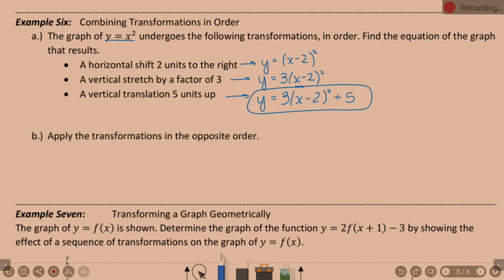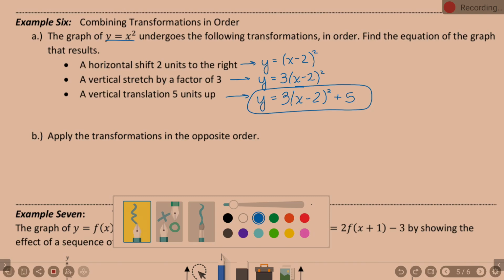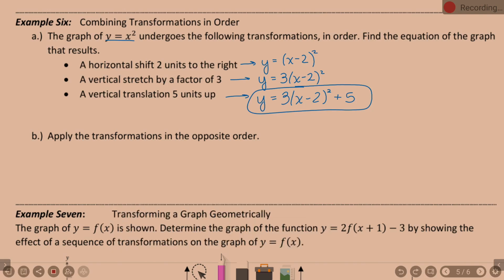Okay, part B. Now we're going to go in the opposite order. 5 units over, so with that in mind, now start with this one first. How do we show 5 up on just the basic x squared? Y equals x squared plus 5. That's your step 1, yes? Okay. Now, step 2.